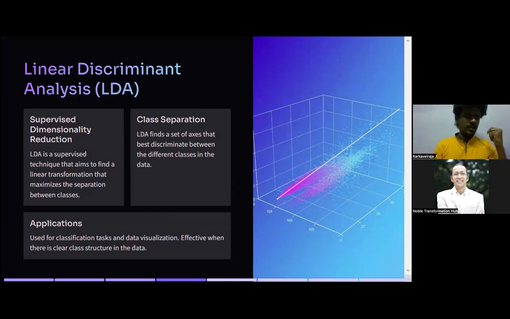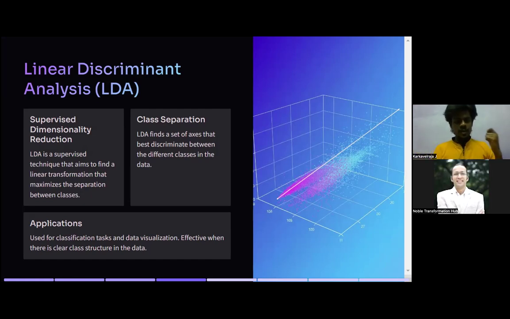Supervised dimensionality reduction: LDA is a supervised technique that aims to find a linear transformation that maximizes the separation between classes. Consider we have data points. It will have a line and try to separate the data, transforming so that the maximum separation between the classes is high. The data points will be on two sides or three sides, anything. Whenever the separation between the data points is maximized, they become clusters.